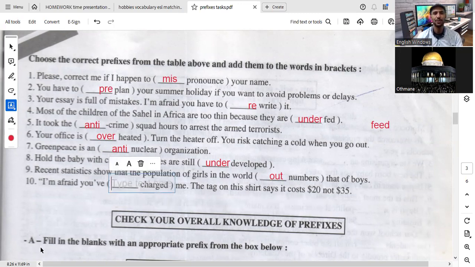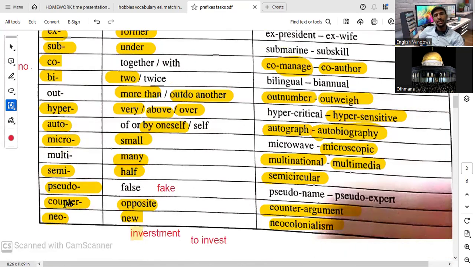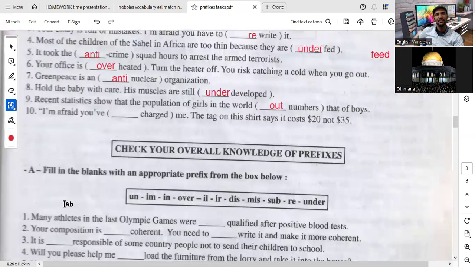Okay, so what does that mean? Charged me, right? It means that I have to pay more than... Over, yes. So we say overcharged me, right?